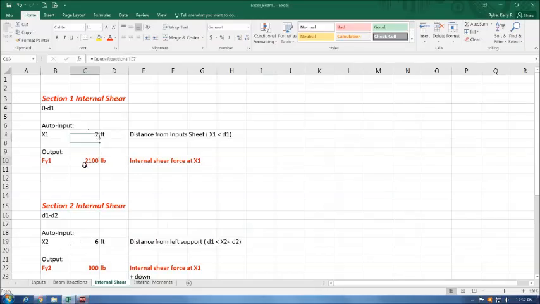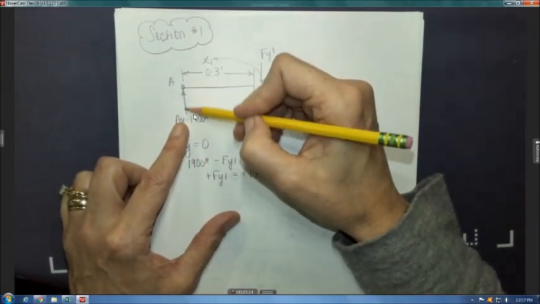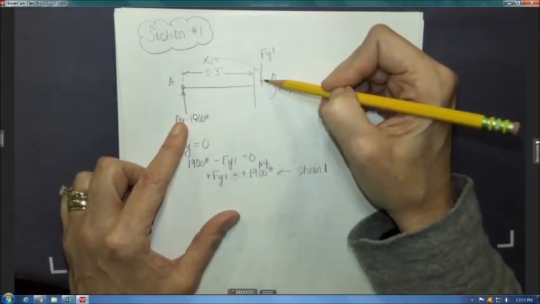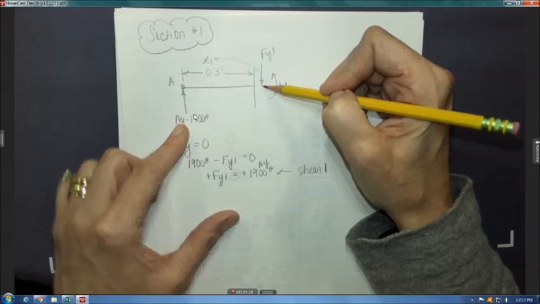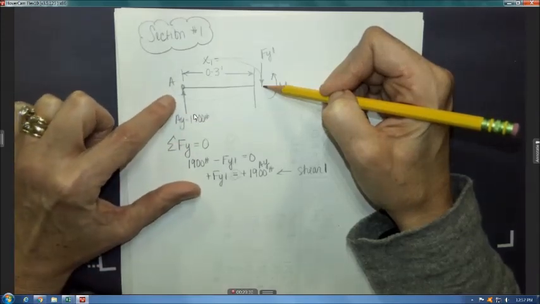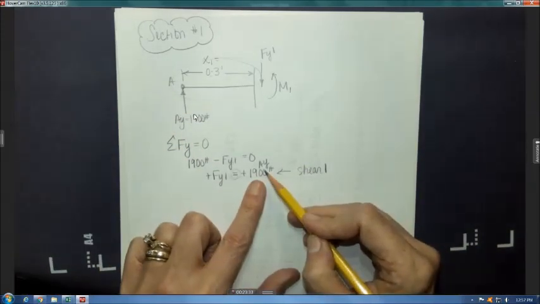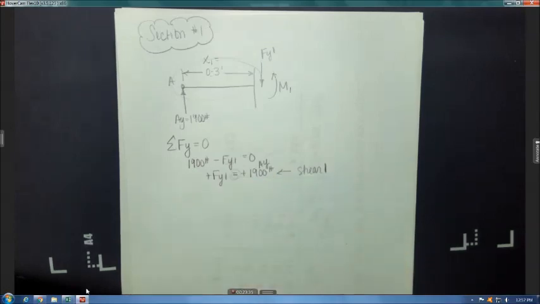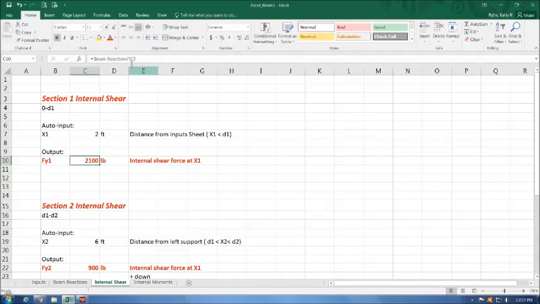So Fy, by force 1, is going to be equal to the beam reaction at AY because of the way this is set up. You'll notice here that my AY was the only other force present. So internally, Fy is only going to oppose that reaction force, and so I'm going to reference AY here. On my spreadsheet, this comes from the beam reactions sheet, C7.